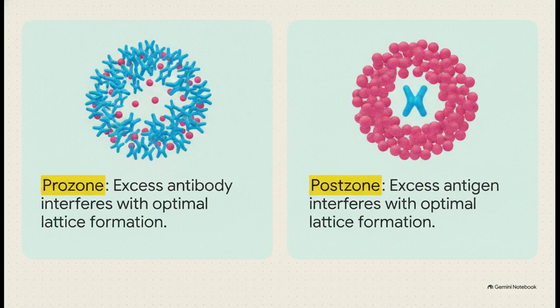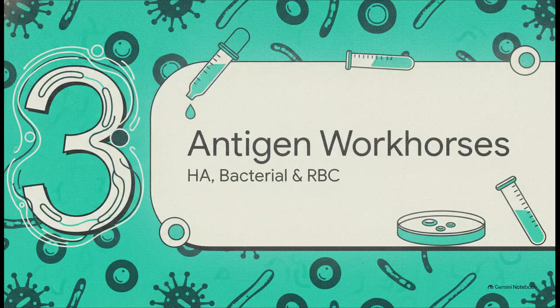But look what happens when we lose that balance. It's a classic case of too much of a good thing. In the prozone effect, an excess of antibodies actually interferes with the lattice formation. The bridge just can't connect. Conversely, in the postzone effect, an excess of antigens does the exact same thing. In either of these failure scenarios, the result is a weak reaction, reduced clarity, or, worst of all, a dangerous false negative. This absolutely proves that standardizing the exact concentration of your antigen isn't just a best practice, it's an absolute necessity.